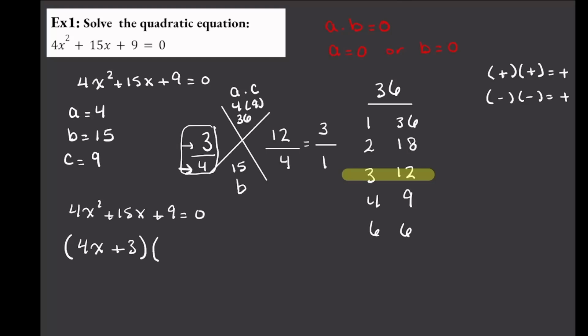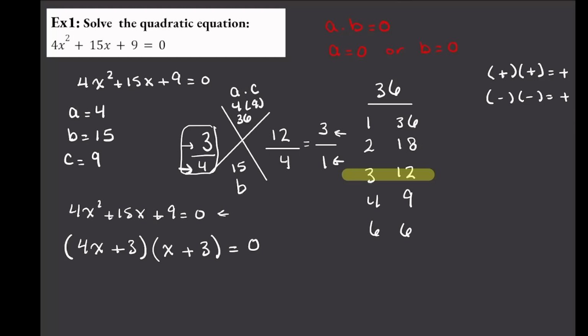Now our second factor: the denominator gets attached to the x, so it's going to be x, plus the numerator gets added to the factor. So x plus 3 is our factored form. So 4x plus 3 times x plus 3 equals 0. We can check our work by expanding our factors, and we should obtain the equation we started with.